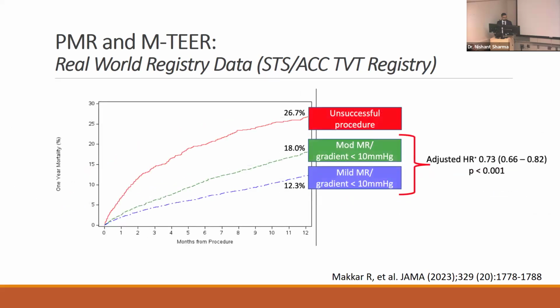What we do know is that less MR is better. So even though that registry said success is less than 2+, which is moderate MR, we know that the less MR you have residually, the better you do. And that's kind of the take-home message from that: traditionally the outcomes were getting to 2+ MR residually, but now the target should be getting to mild to trace.